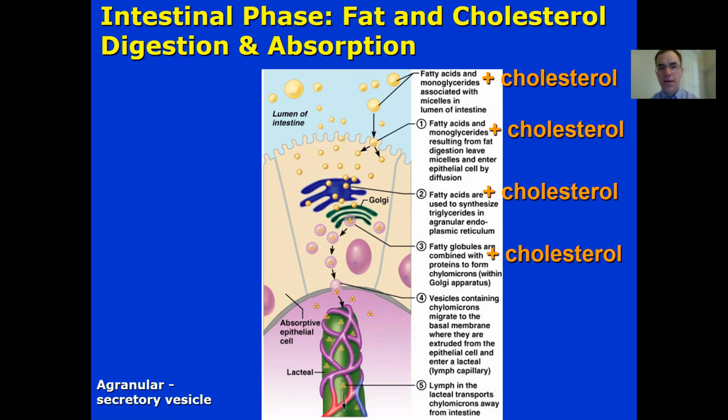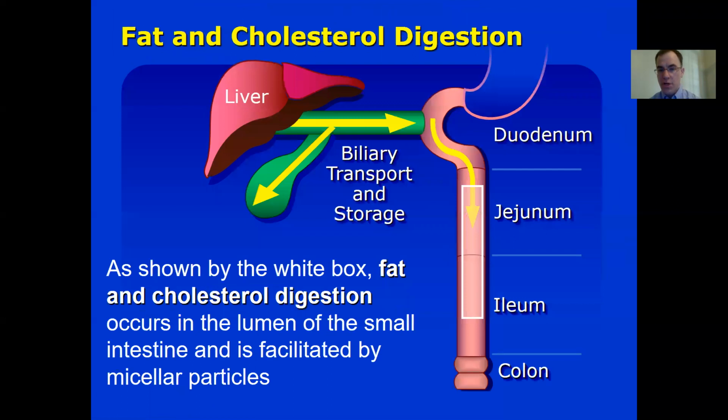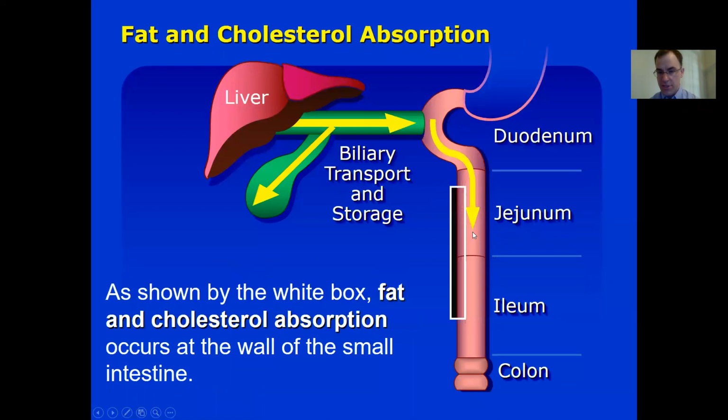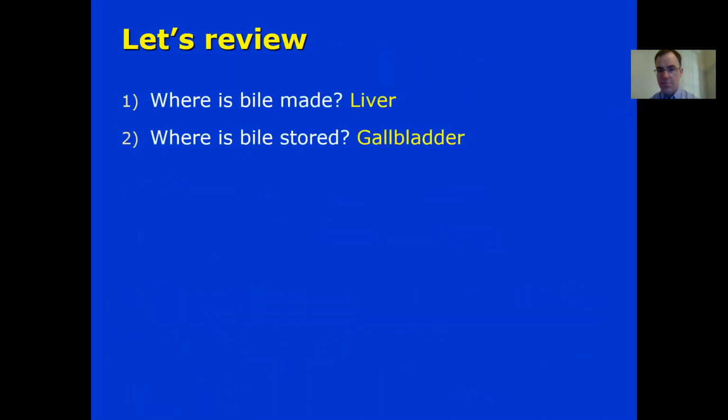And what we're going to now talk about is the absorption of the fatty acids, monoglycerides, and cholesterol from the lumen of the small intestine into the blood. As a review, this is where the digestion occurred, and now we're going to talk about how it gets across into the blood. That's what this slide depicts.